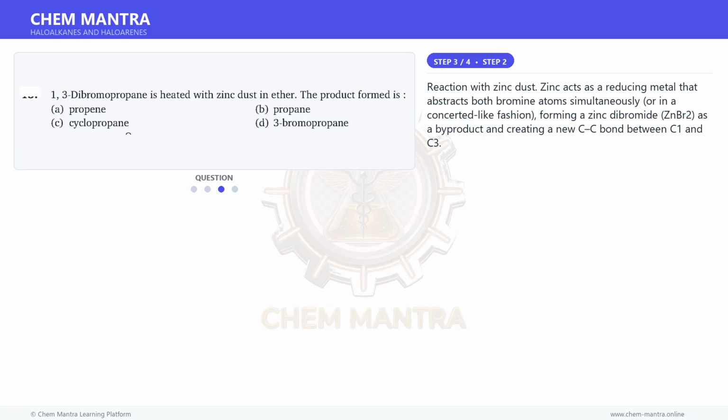Moving on to the next step. Reaction with zinc dust. Zinc acts as a reducing metal that abstracts both bromine atoms simultaneously or in a concerted-like fashion, forming zinc dibromide, ZnBr2, as a byproduct and creating a new C-C bond between C1 and C3.